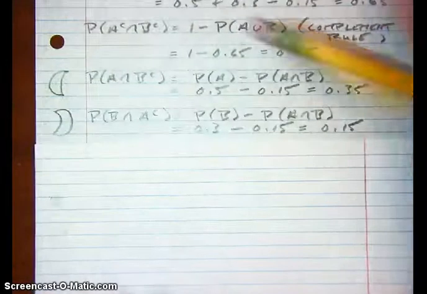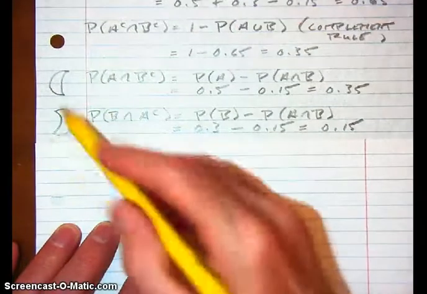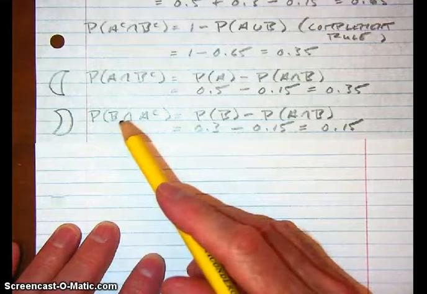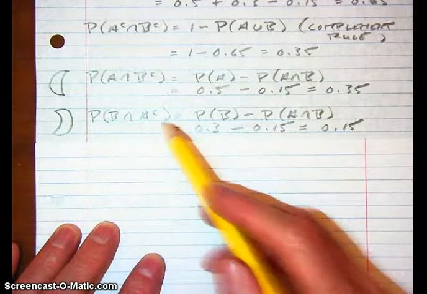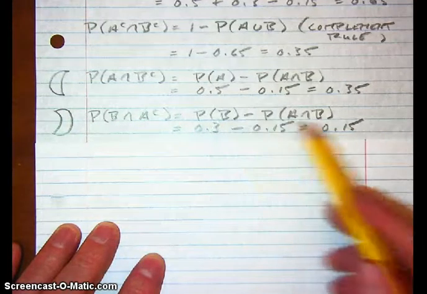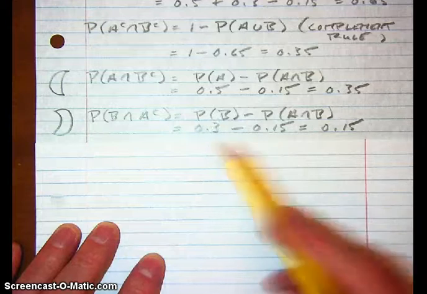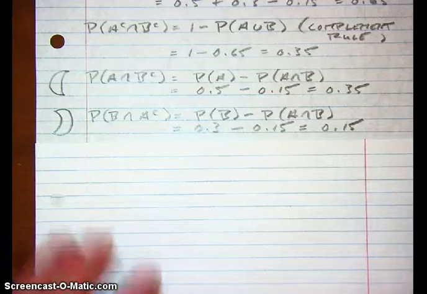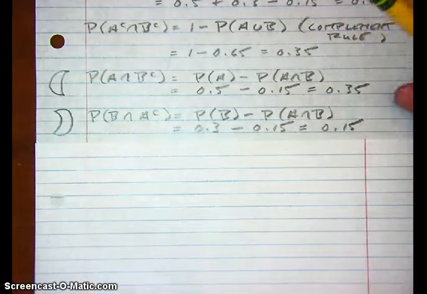And if you want to find the probability of this partial moon shape for the event B and not A, subtract the probability of B minus the probability of A and B. 0.3 minus 0.15 is 0.15. And there you go.